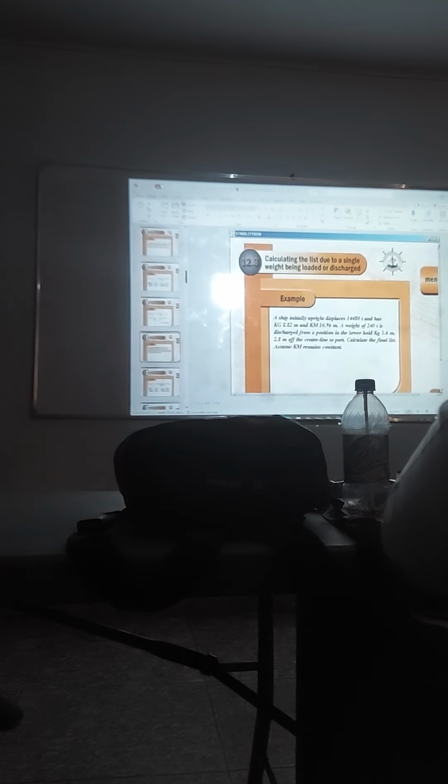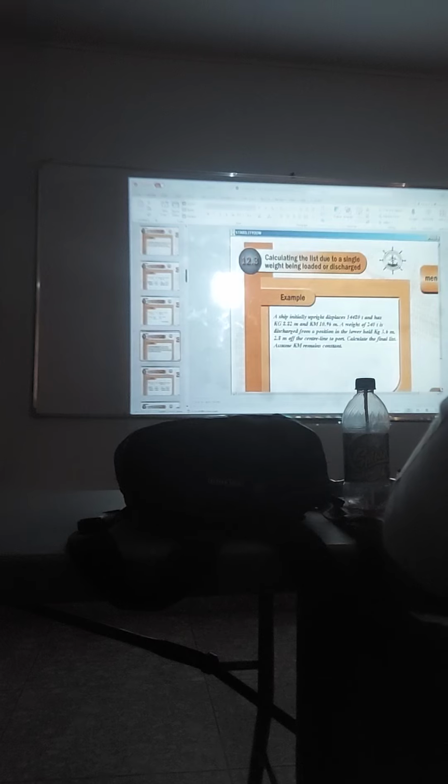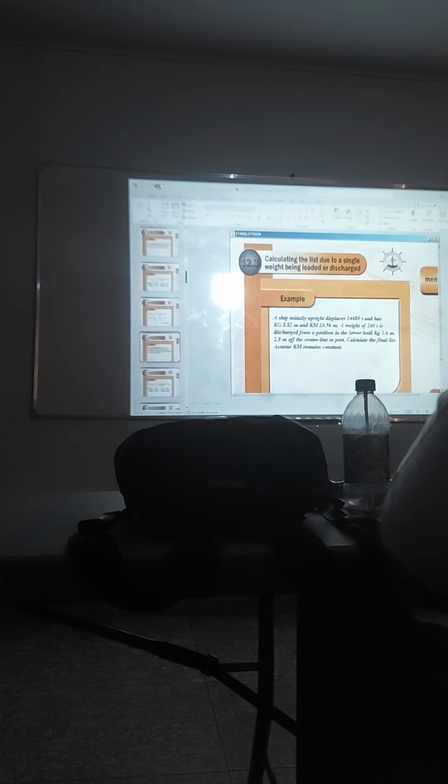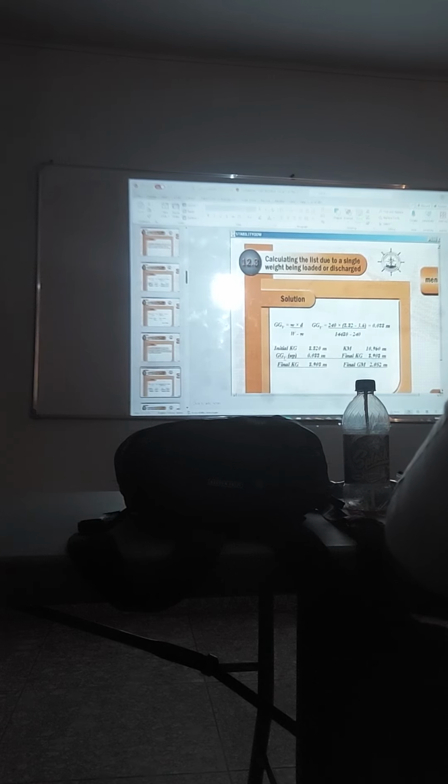So yeah, I wrote it down. Next slide. So initially upright, a ship displaces 14,480 tons and has a KG of whatsoever. A weight of 2,440 tons is discharged from a position in the lower hold, whatsoever off the center line to port. Calculate the final list. Assume that the KM remains constant. We gotta walk through this problem or we good?